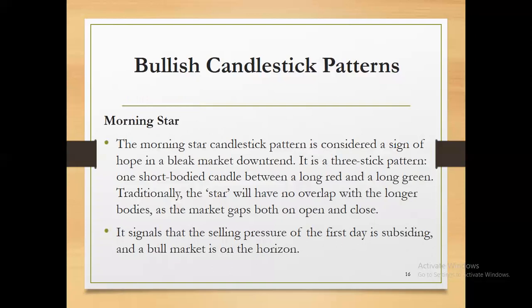Then we also have the morning star. The morning star candlestick pattern is considered a sign of hope in a bleak market downtrend. It's a three-stick pattern: one short body candle between a long red and a long green candle. Traditionally, the star will have no overlap with the longer bodies, as the market gaps both on open and close. So it signals that the selling pressure of the first day is subsiding and a bull market is on the horizon. So there is no overlap.